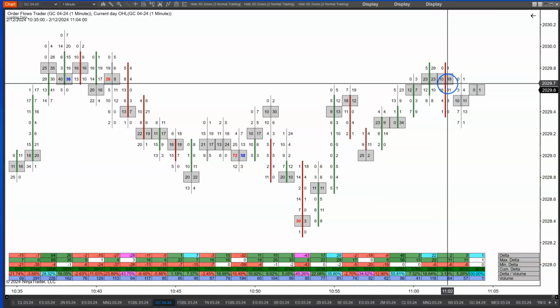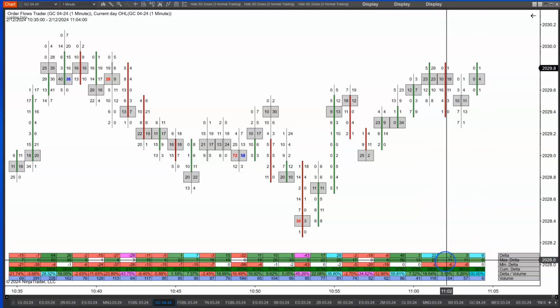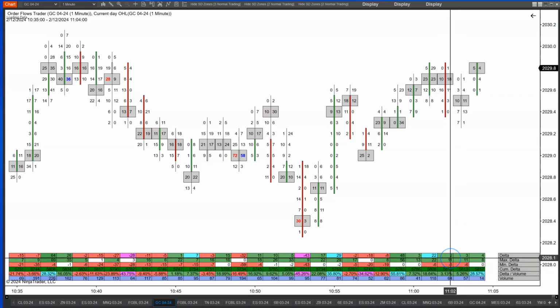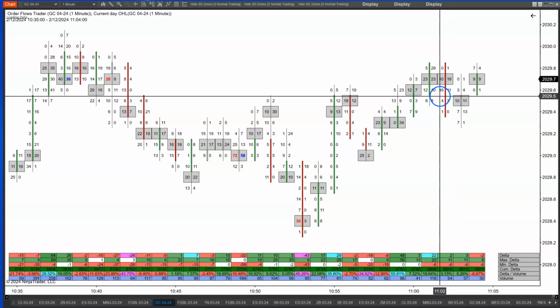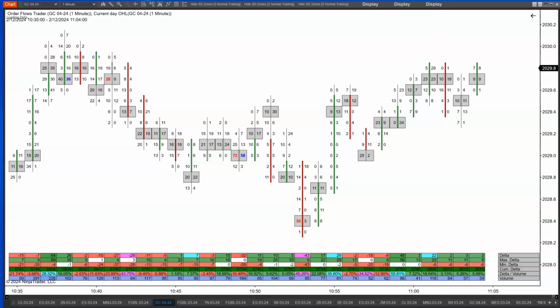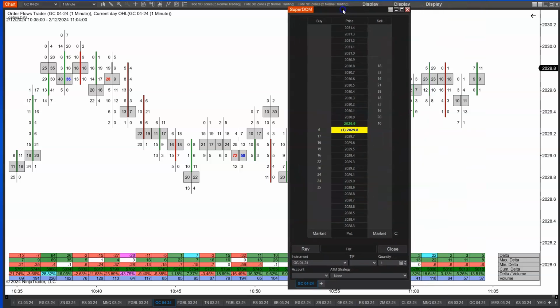It's from this information that I can get what's called delta. Delta is the difference between the aggressive buyers and the aggressive sellers in a bar. If a bar has positive delta, and this bar's got 2, then it's telling me there were just 2 more aggressive buyers than aggressive sellers in this bar. But who are the aggressive traders trading against? They're trading against the passive traders. Aggressive buyers buy from passive sellers. Aggressive sellers sell to passive buyers.